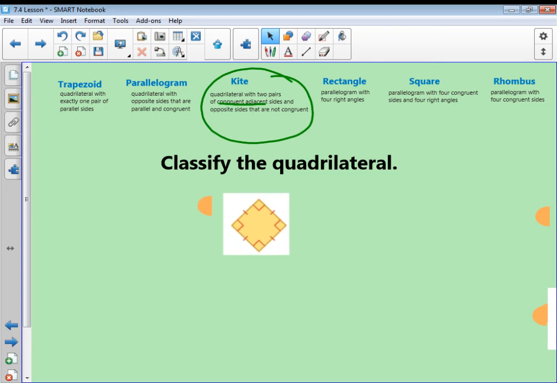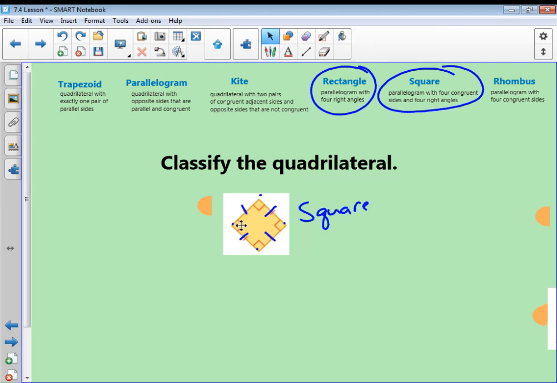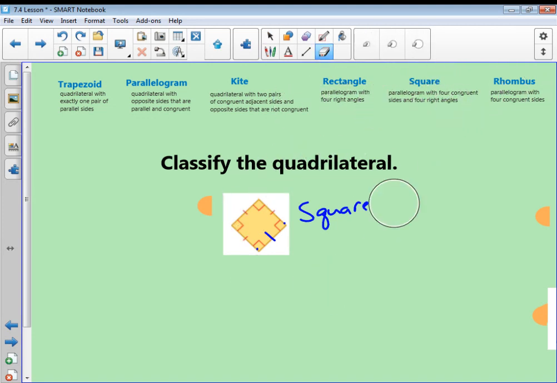Okay, so here we have right angles, and all sides are equal. So we only have two up here that talk about right angles. That would be a rectangle, a parallelogram with four right angles. Does it have that? Yes. And a square is a parallelogram with four congruent sides and four right angles. These sides are all congruent, so this is more specifically a square. Yes, a square is a rectangle, but when you name them, you give its most specific name. So we would say it's a square versus a rectangle.